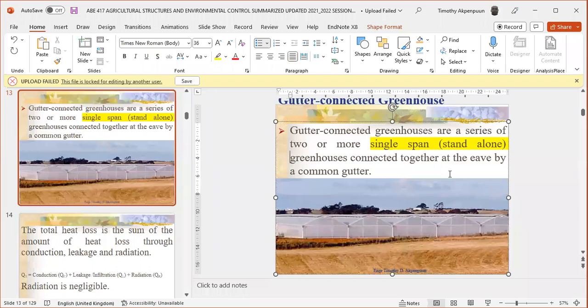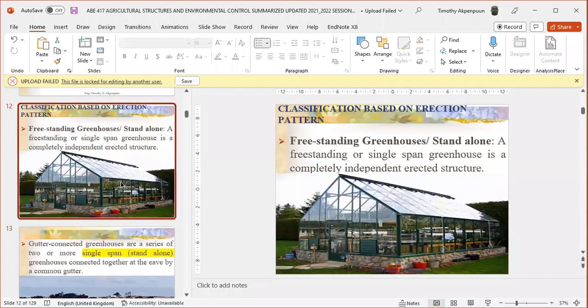You know what the eave is? By a common gutter. Look at this diagram here. Do you see the lowest part of this roof? Yes, sir. Where when rain is falling, people used to set buckets to fetch rainwater. That lowest part of the roof, that's the eave.